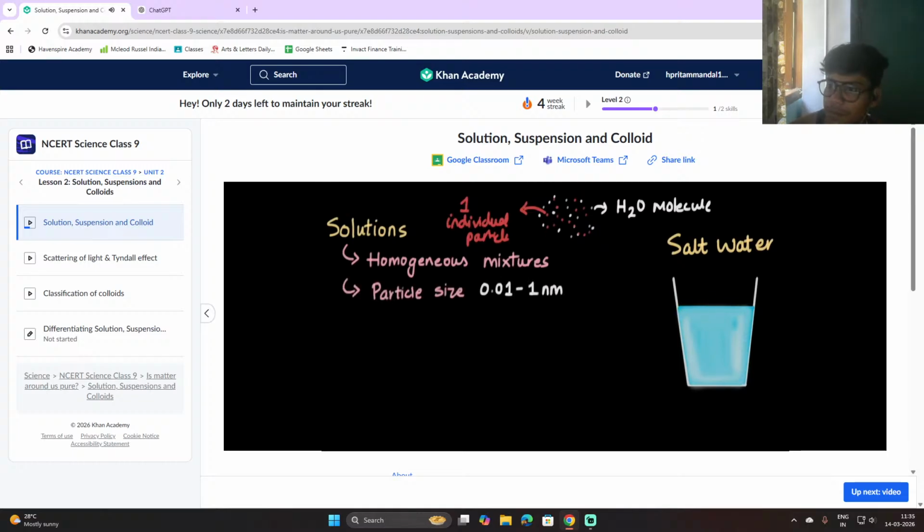The other is, we can say that the particle size, in this case the particles that are dissolved, are extremely small. So this one individual particle is of the order of 0.01 to 1 nanometers.